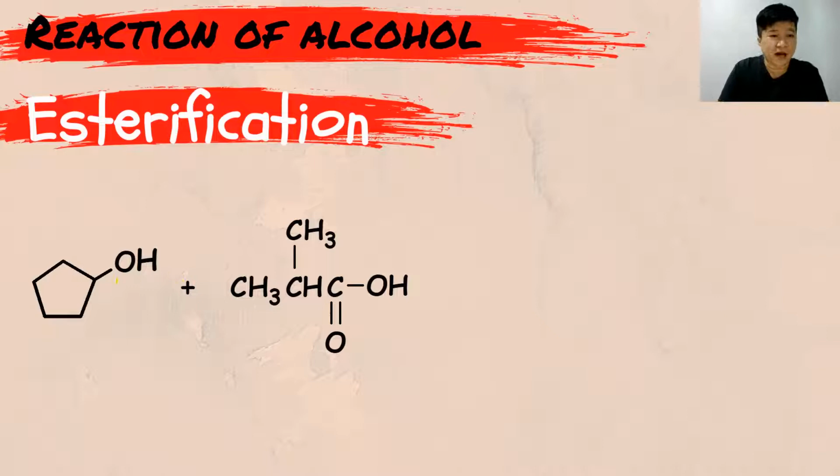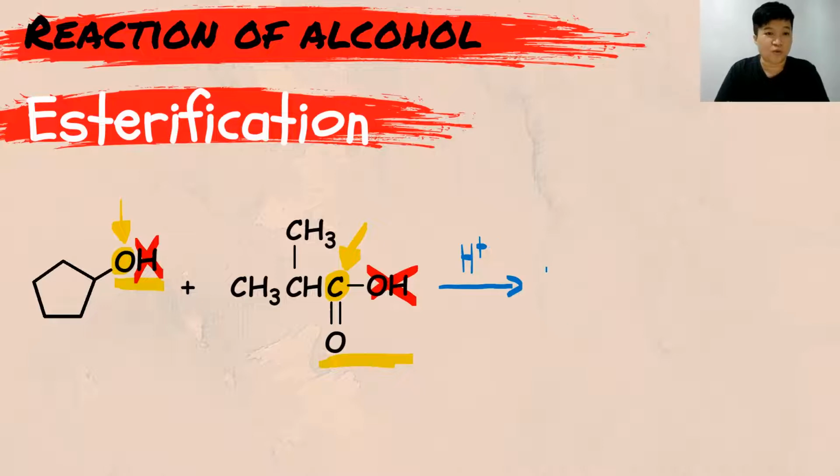So I have my alcohol over here, I have my carboxylic acid over here. Knowing that in your alcohol, we will remove the H, and in your carboxylic acid, we will remove the OH. And this is the oxygen that loses the hydrogen, while this is the carbon that loses the OH. And this process must happen with the presence of acid. So what do you form, guys?